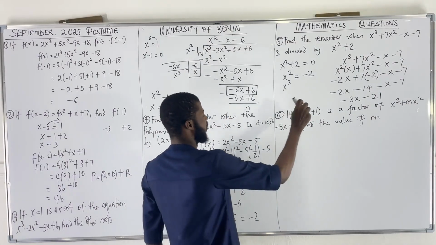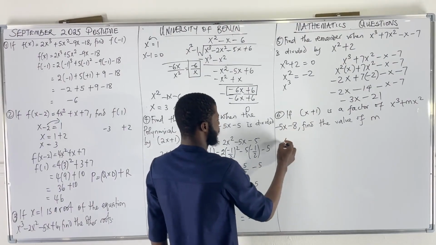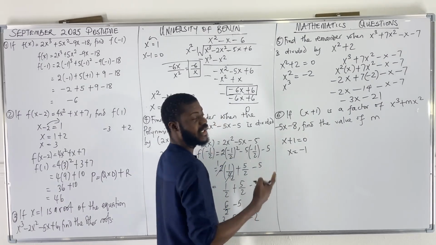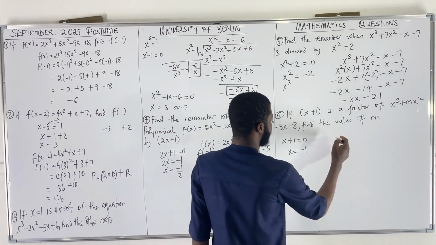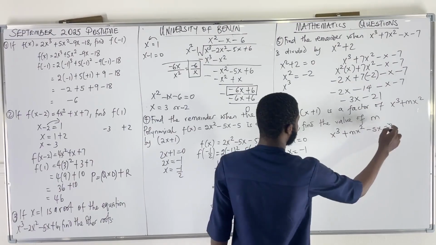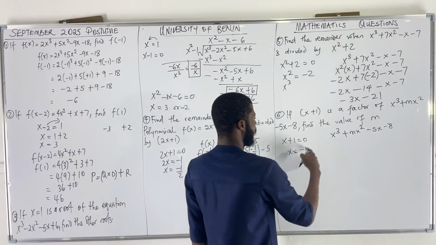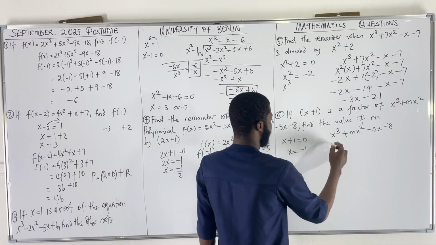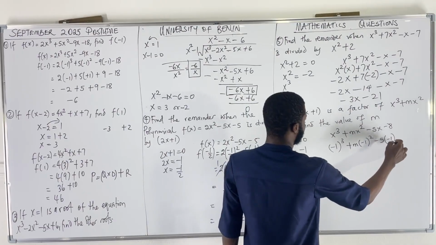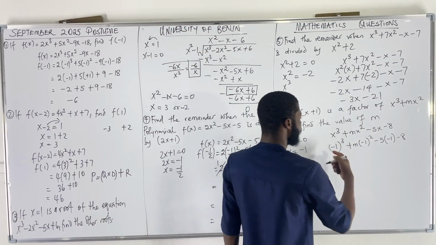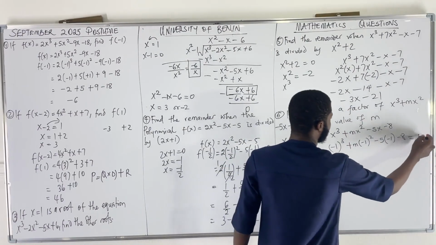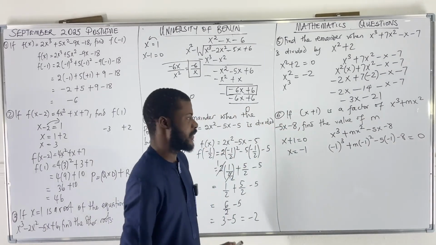So if s plus 1 is a factor, we're going to say this s plus 1 equal to 0. This is s equal to minus 1. So we're going to pretend as if we want to go and find the remainder. Now, the polynomial is s cubed plus ms squared minus 5x minus 8. So how do we find remainder? Anywhere we see s, we're going to put minus 1. So this is minus 1 cubed plus m into minus 1 squared minus 5 into minus 1 minus 8. But if this is the remainder, and what we're dividing by is a factor, our remainder must actually be equal to 0.